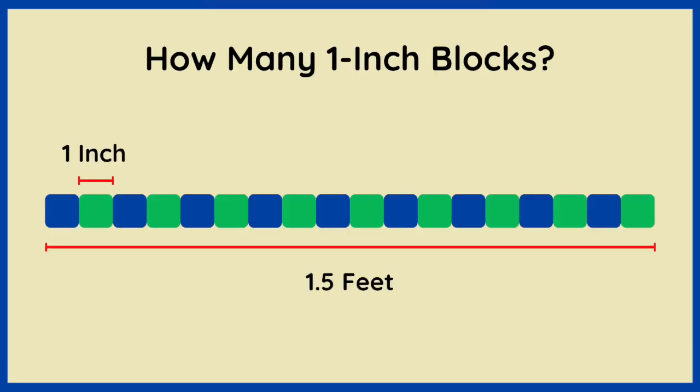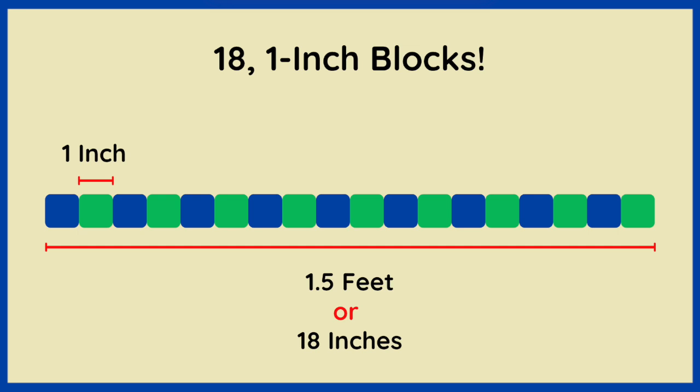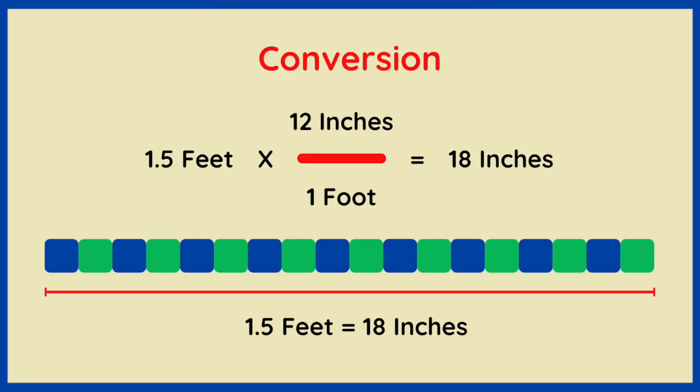Well, analogously, that's just like saying if I have a 1.5 foot chain composed of 1-inch blocks, we need to figure out how many 1-inch blocks reach that length. Well, that would be 18 1-inch blocks, because 1.5 feet is the same thing as 18 inches. They are equal distances. In other words, we started from a certain distance in feet and then converted it into an equivalent distance in inches.